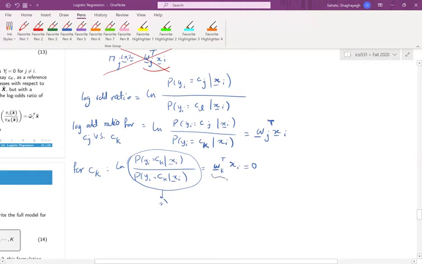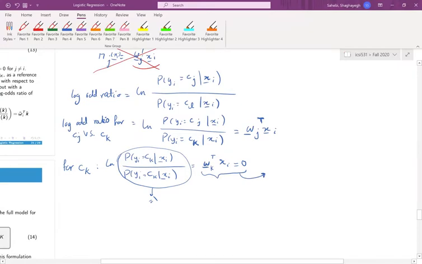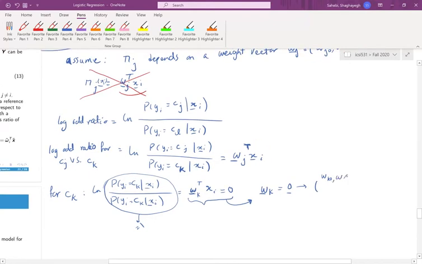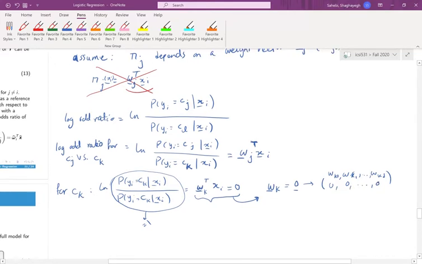So from this, we can say that, okay, so for our base class, we are going to set our Wk, the vector of parameters for our base class, to be equal to vector 0. So all of my Wk0, Wk1 until Wkd, they are all going to be 0. Okay, so for my base class, I have this.